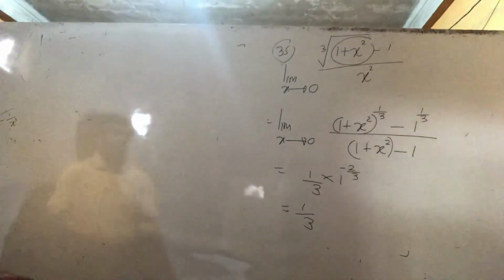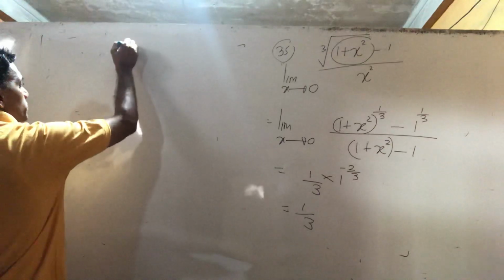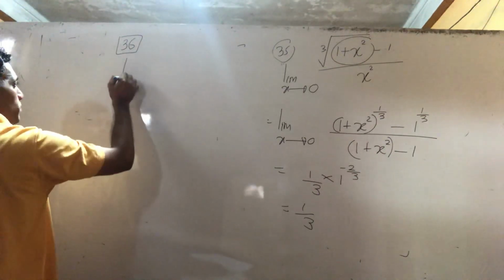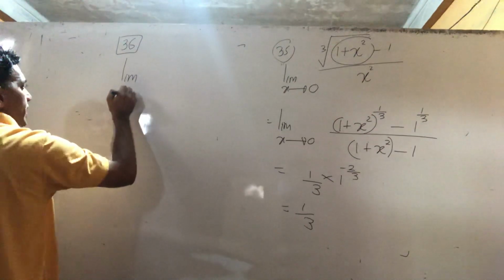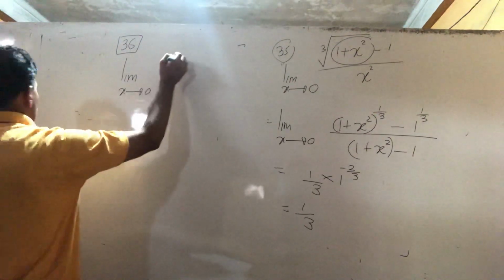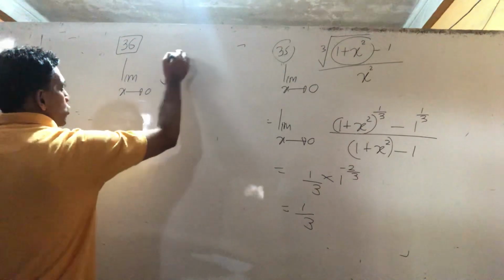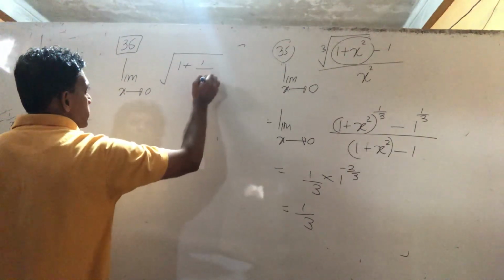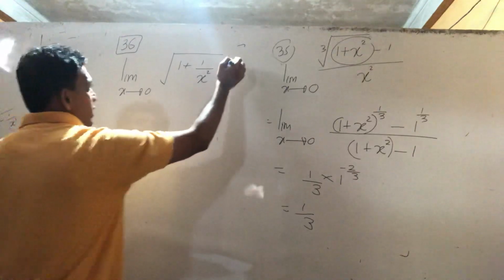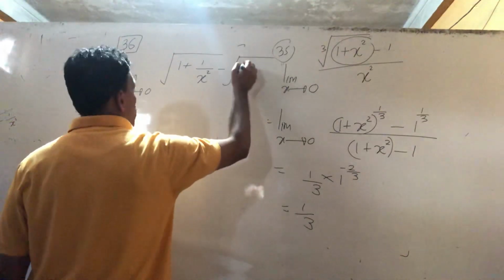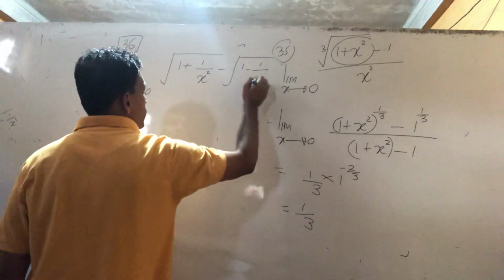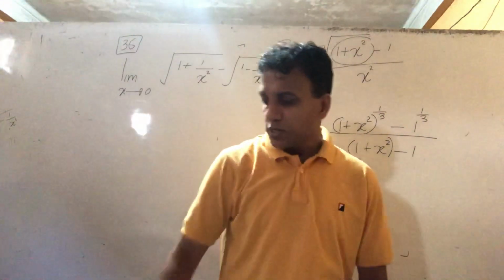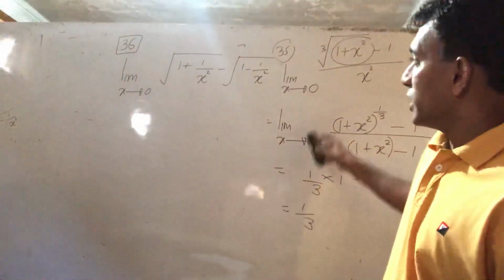See, next question, problem 36. Limit x tends to 0, square root of 1 plus 1 over x square, minus square root of 1 minus 1 over x square. Simplify and find the limit.